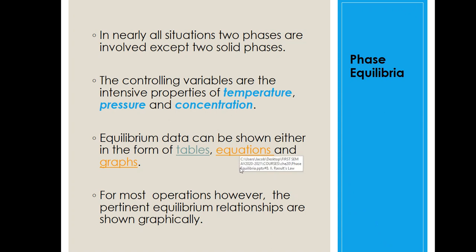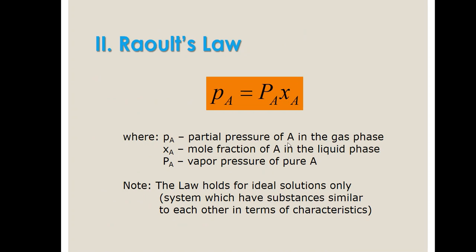Now, equilibrium data can also be presented in the form of equations, or it could be calculated from a given equation. So what are these equations? The common equation that we use to express relationships of, let's say, partial pressure with mole fraction of A in the liquid phase is Raoult's Law. In here, you're given a linear relationship between the partial pressure of A in the gas phase in terms of its mole fraction in the liquid phase.